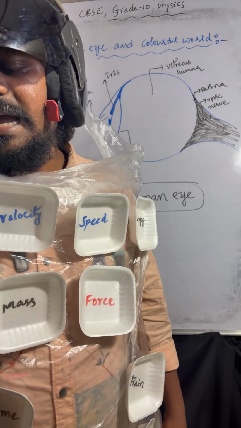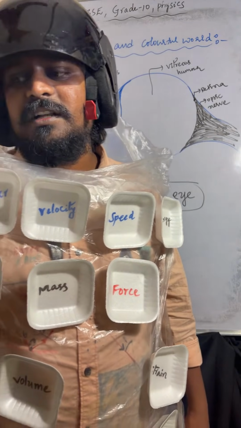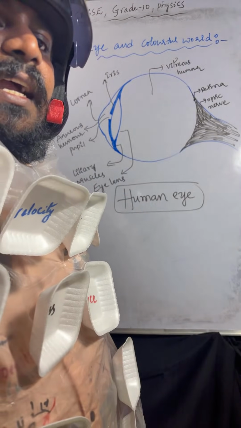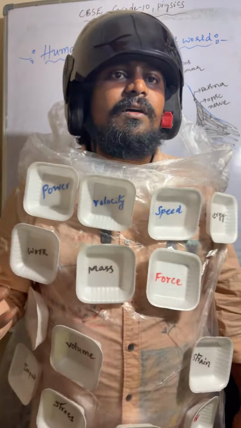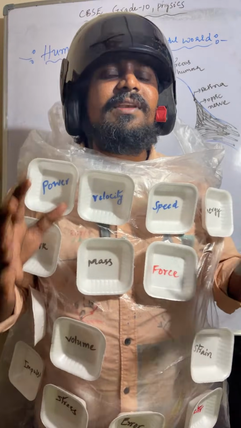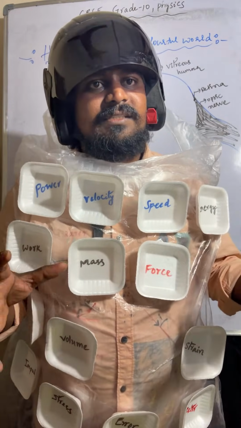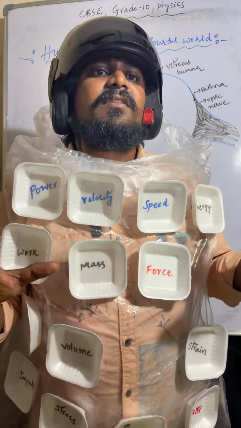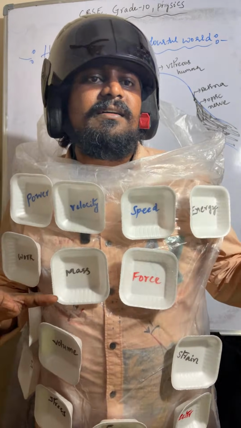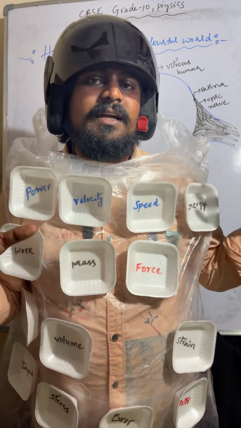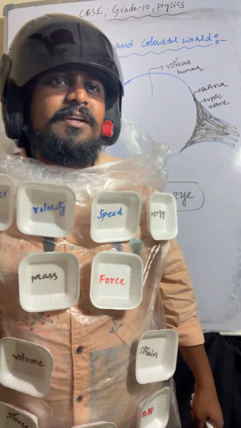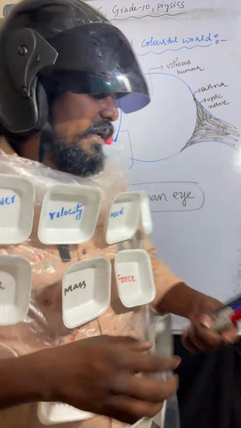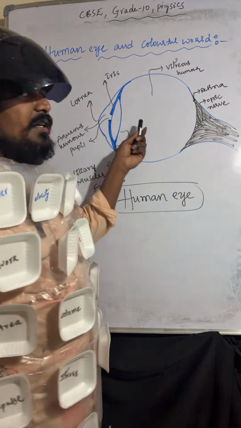And coming to the lens, whenever light rays fall on it, it will converge the light rays and make them fall at the retina. Understood? So that is about the lens. And coming to the next one, you can see the vitreous humor.